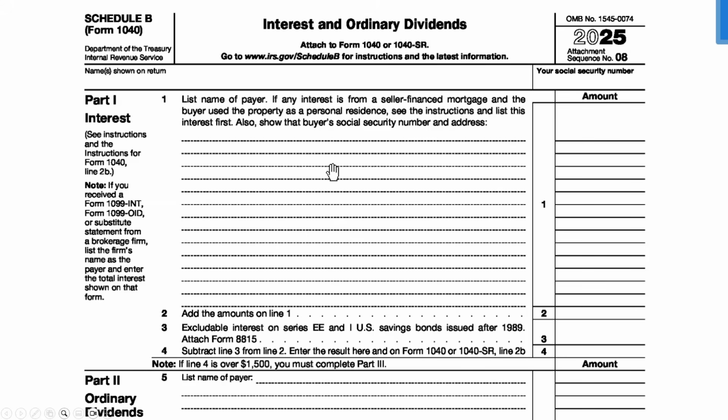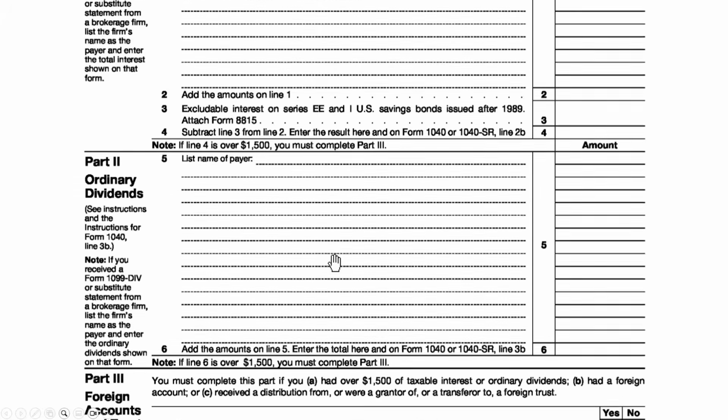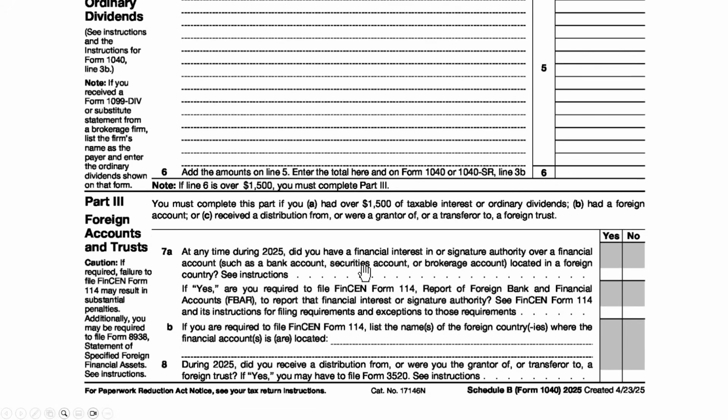This is Schedule B. You'll remember the top part, we report interest. Part 2, we report dividends. And then Part 3 down here is what we're talking about now. Now, you have to complete Part 3 anytime you're completing Schedule B. But if you don't have any foreign accounts, then you can just check no. But if you do have those foreign accounts, then you have to look at this and check yes if it applies. So first, at any time during 2025, did you have a financial interest in or signature authority over a financial account located in a foreign country? And then you have to say yes.